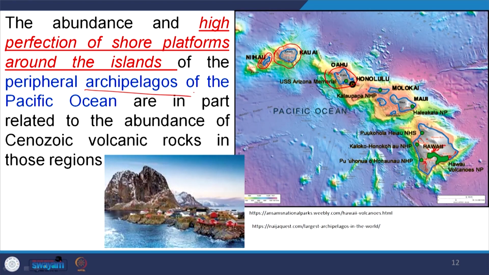Archipelago means a group of islands. They are genetically related, and if they are related to this hotspot, here is the hotspot, and this is the oldest one, and this side is the youngest one. Finally, along this periphery, this type of wave-cut platform is there.